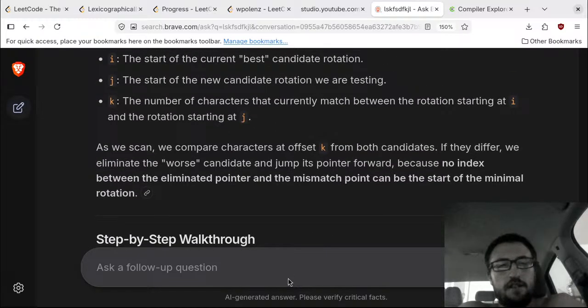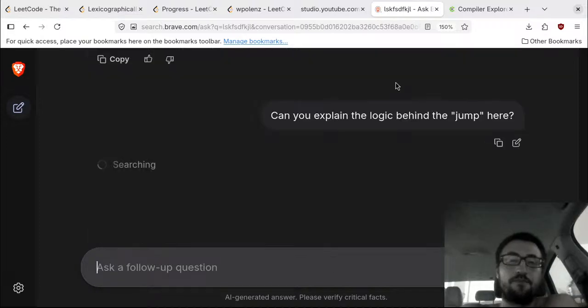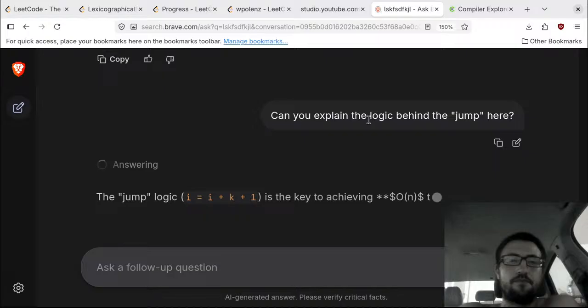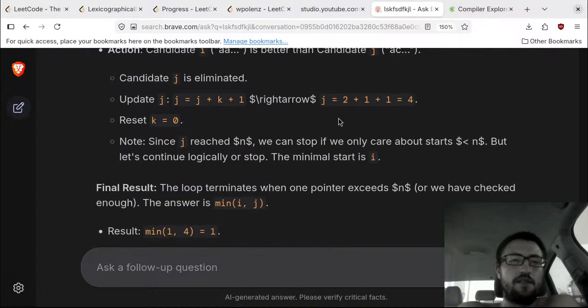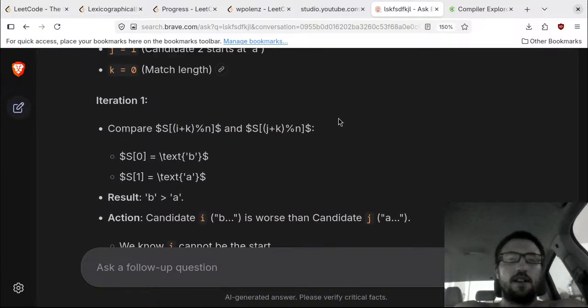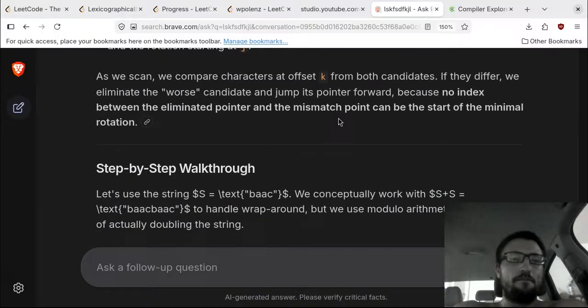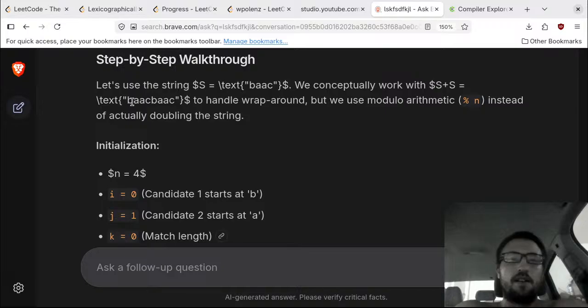Can you explain the logic behind the jump? We'll come back to that. That's really important. That's the key critical thing. Let's use a string, BAC, and conceptually work with BAC doubled to handle wraparound, but we use modular arithmetic instead of actually doubling the string.